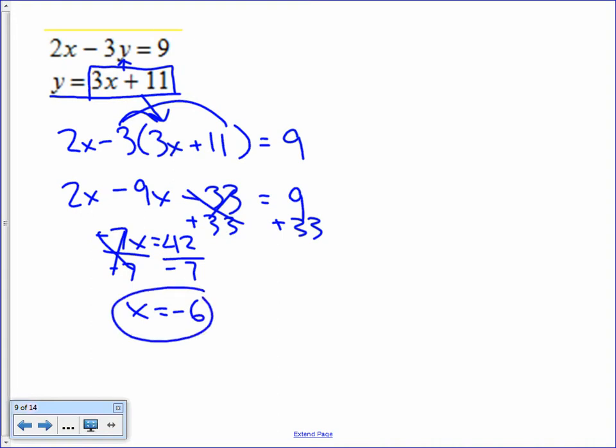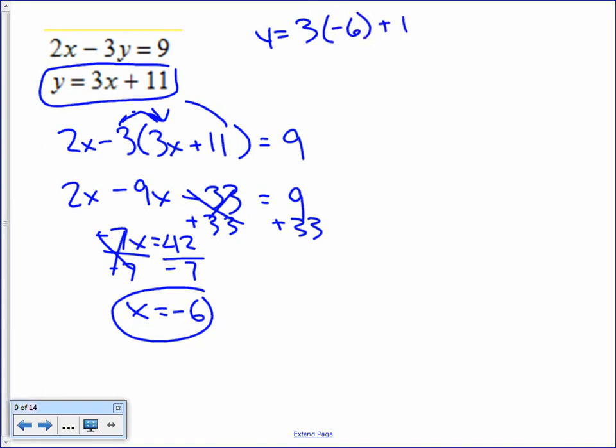So x equals negative 6. And plug it into one of the equations to find the y value. Let's use that easier bottom one right here. So y is going to equal 3 times negative 6 plus 11.